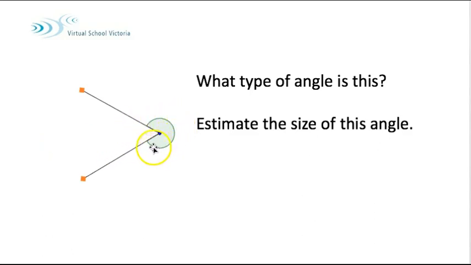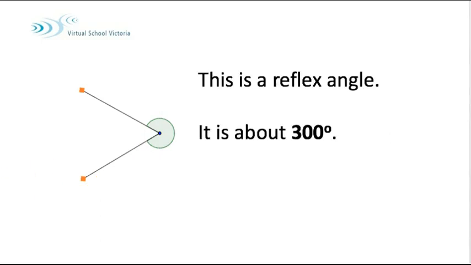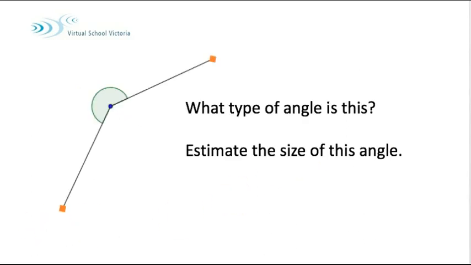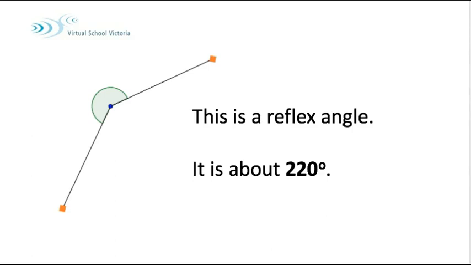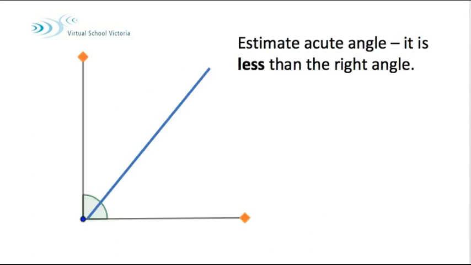This is the part that we're measuring here. It shows the arc, quite a large angle, and it is a reflex angle because it's larger than 180 degrees, and it was measured at about 300 degrees. Again, we're measuring this part here. I wonder what type of angle it is. It is still a reflex angle, and this angle is 220 degrees.